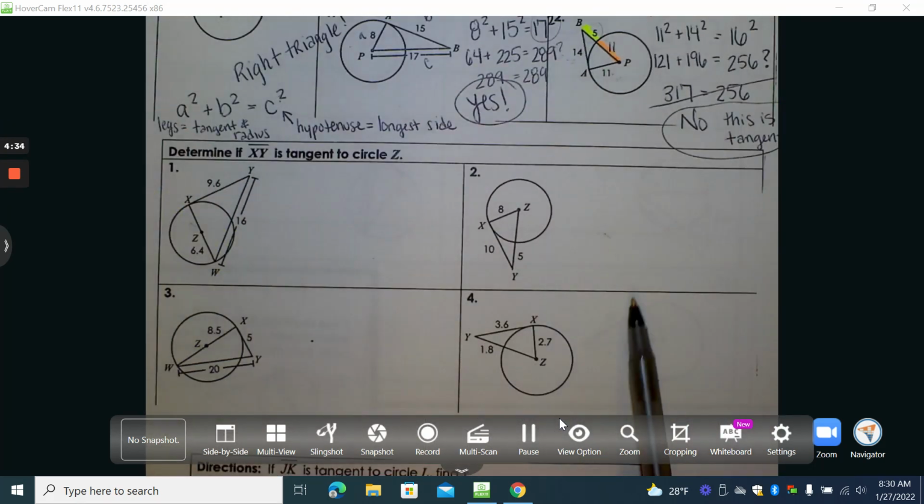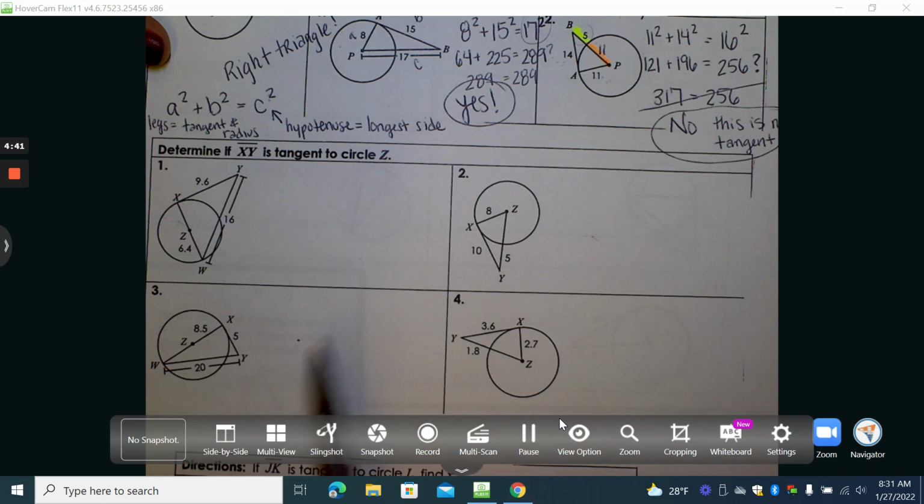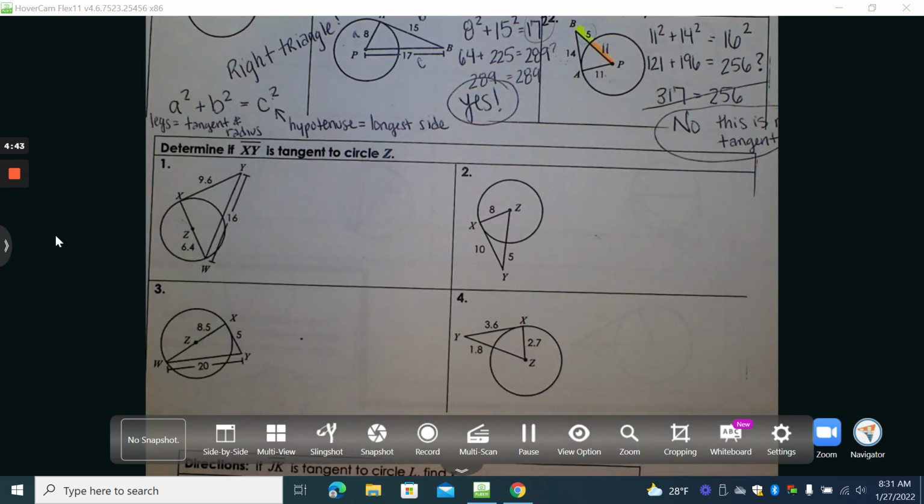So on the next slide you're going to try and do 1, 2, 3, and 4. Take a moment and see if you can do them on your own. And then you're going to match yes or no for all 4 of those.